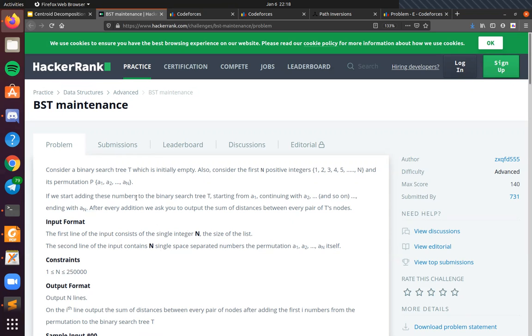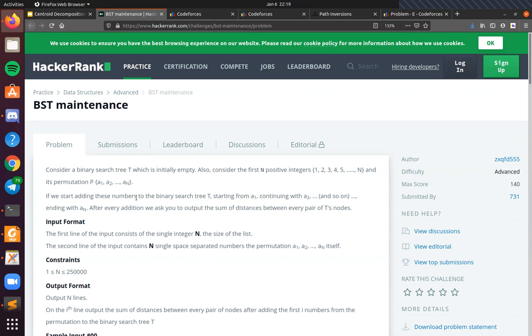And we are given a tree already, right? No, the tree is empty, so you have to build the tree. The tree will be unique. You build the binary search tree, and you can consider all nodes are painted white at first, and then after each addition, you paint the node black. What you have to output after each addition is the sum of distances between every pair of these nodes, meaning all the nodes which are black in your case.